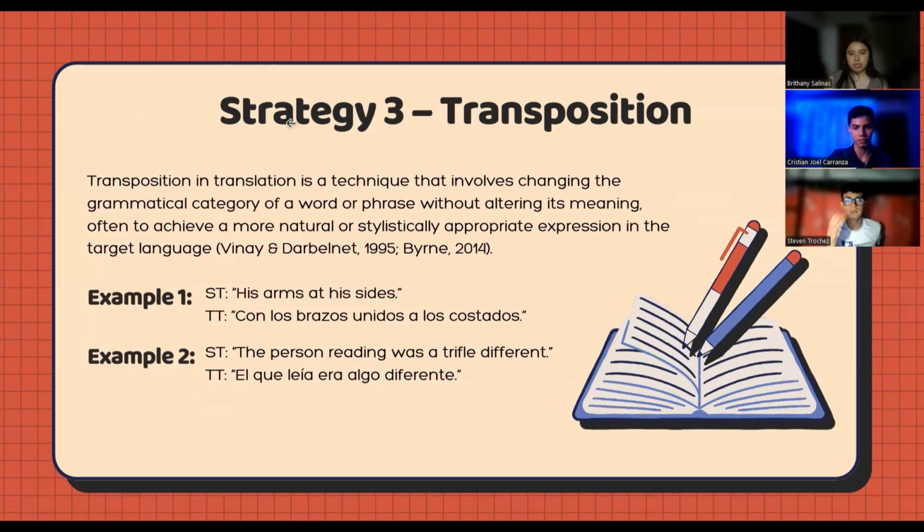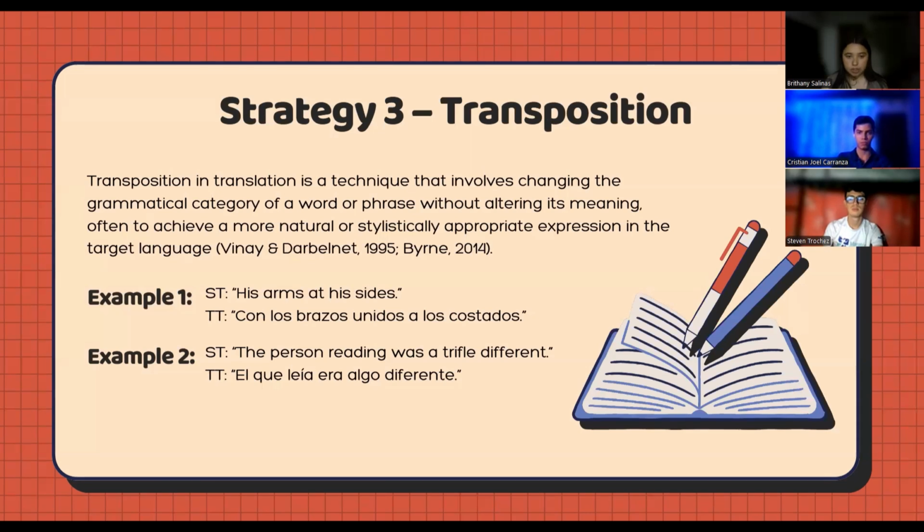Our third strategy is transpositions, also called recategorizations. This involves changing the grammatical category of a word or phrase without changing the meaning. This concept is described in detail by Byrne, 2014. Now we have some examples. Example number 1, source text: His arms at his sides. Target text: Con los brazos unidos a los costados. The noun phrase in English is transposed into a prepositional phrase in Spanish, making it more natural.